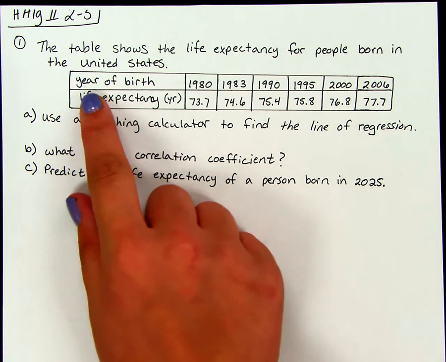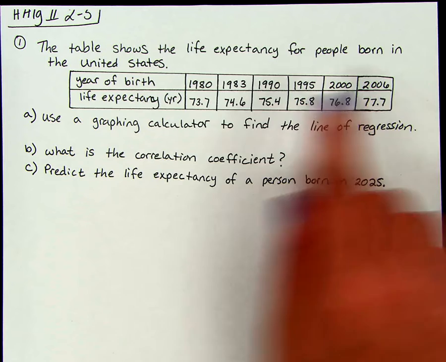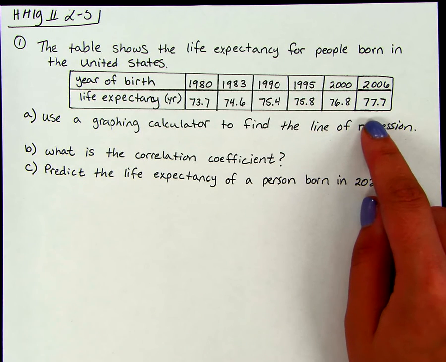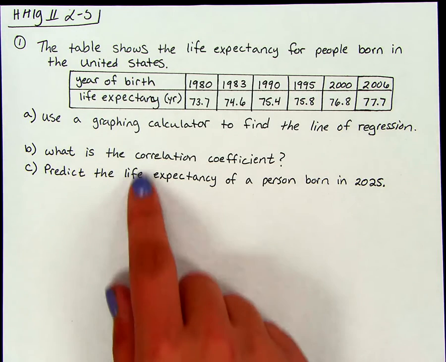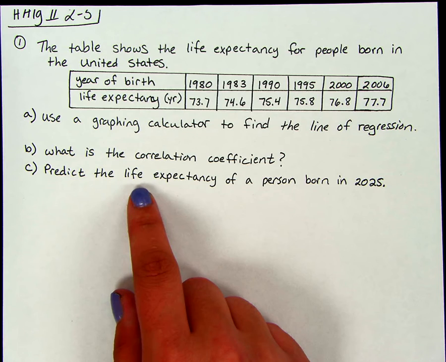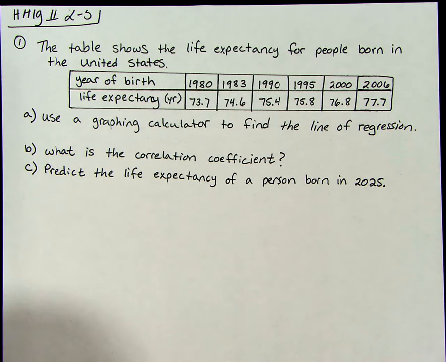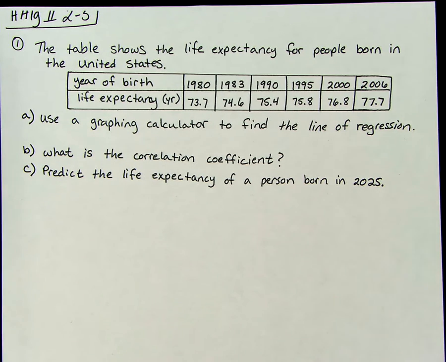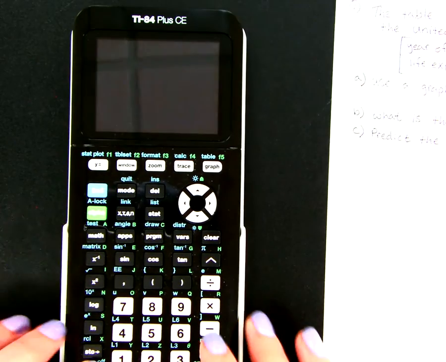When we look at this, the top line should be our x values, and the bottom line is going to be the y values. And we're going to use our calculator to answer all three of these questions. So to start with, we need to enter information on our calculator. Let's grab our calculator. Make sure it's turned on.